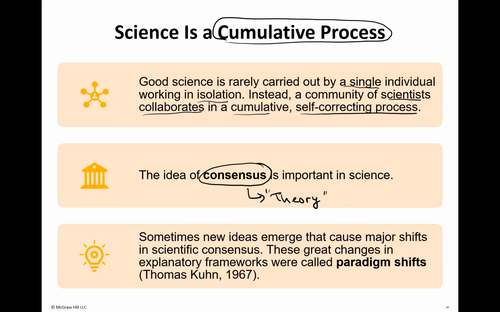Sometimes new ideas emerge that cause a major shift in scientific consensus, in this theory. These great changes in the explanatory framework are called a paradigm shift. So sometimes one theory can be replaced with a new theory, with this new idea.